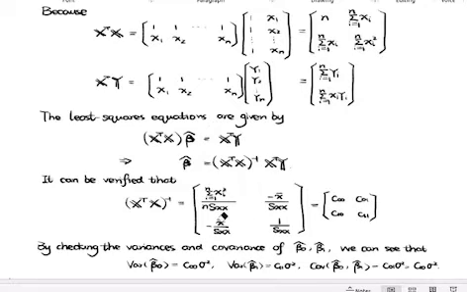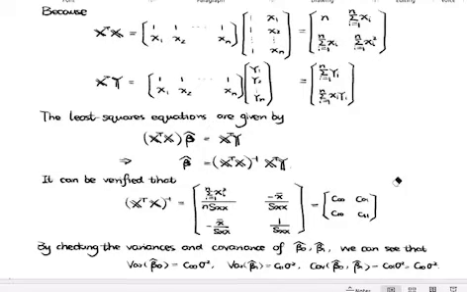Finally, it's going to be this guy. Now, in order to write it in a short form, this guy we can call C00, this guy C01, this guy C10, and this guy C11. Please take notes. Okay, and of course, the covariance.